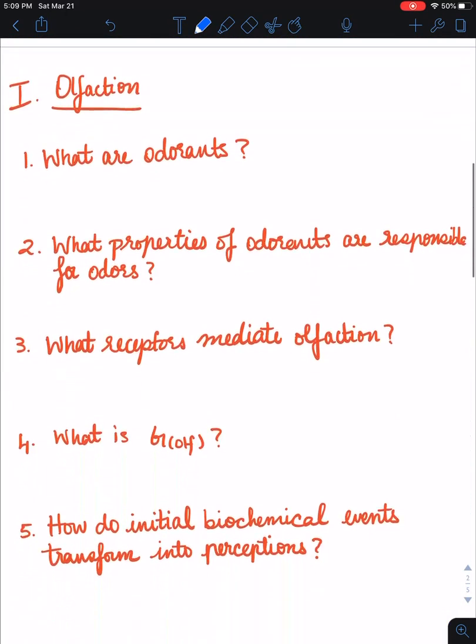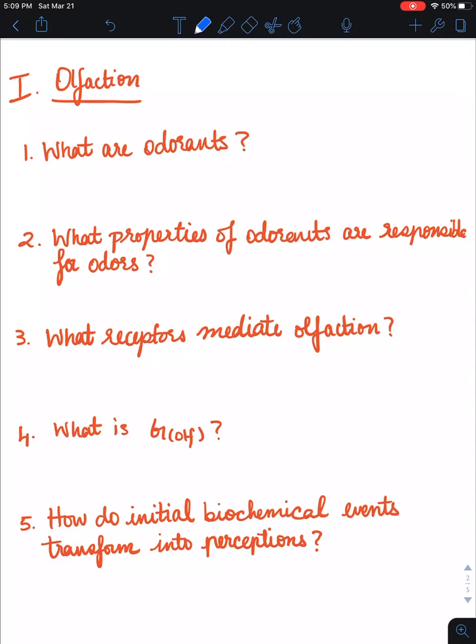Okay, so let's look at olfaction in more detail. What are odorants? Odorants are small organic molecules or compounds that can be carried as vapors into the nose. So small organic compounds.